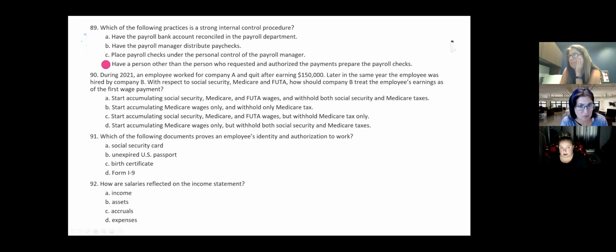D, good job. Have a person other than the person who requested and authorized the payments prepare the payroll checks. Two people, double checks. During 2021, an employee worked for company A and quit after earning $150,000. Later in the same year, that employee was hired by company B. With respect to Social Security, Medicare, and FUTA, how should company B treat the employee's earnings as of the first wage payment?